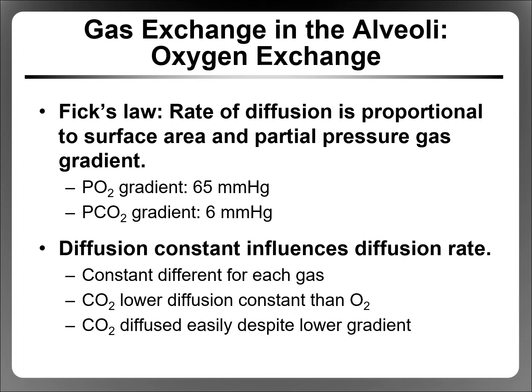Diffusion constants are also going to influence the diffusion rate, and each constant will be different for different gases. So the diffusion constant for oxygen is going to be lower, and the constant for carbon dioxide is actually going to be higher than it is for oxygen. So even though it has a lower pressure gradient, it will diffuse easier.